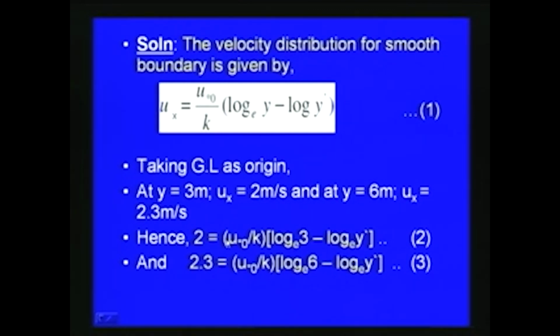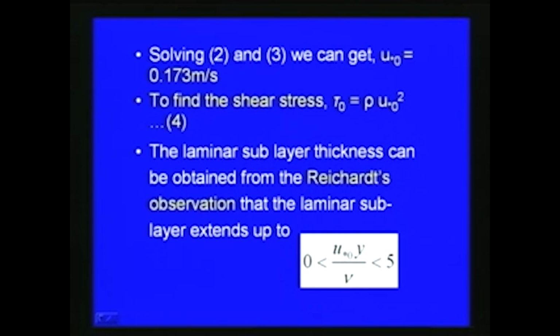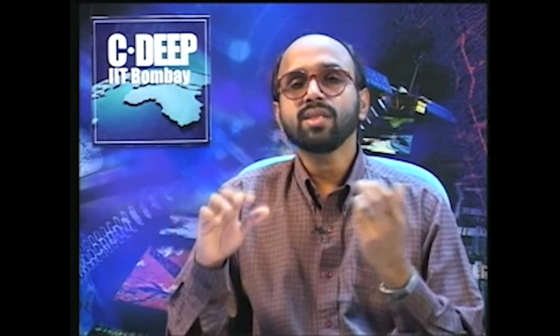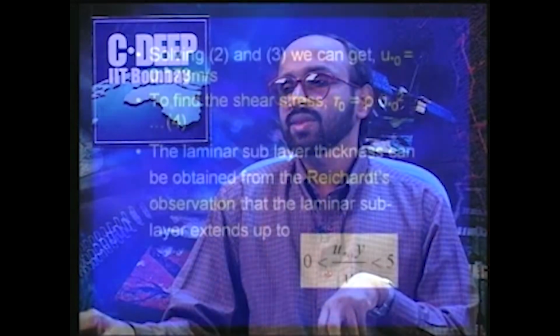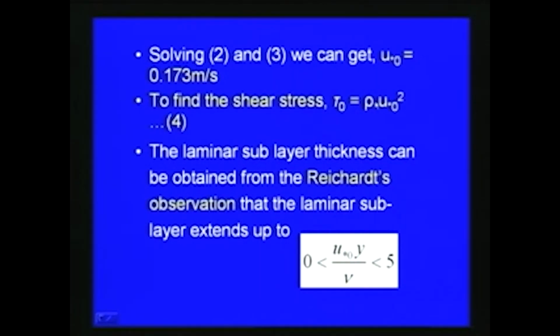So, 2 is equal to U star O divided by kappa into log E 3 minus log E y dash, and 2.3 is equal to U star O by kappa into log E 6 minus log E y dash, equations 2 and 3. Now we can solve equations 2 and 3 and get the shear velocity U star O as 0.173. The shear stress, as you can see from this slide, is tau 0 equal to rho U star O square, equation number 4.